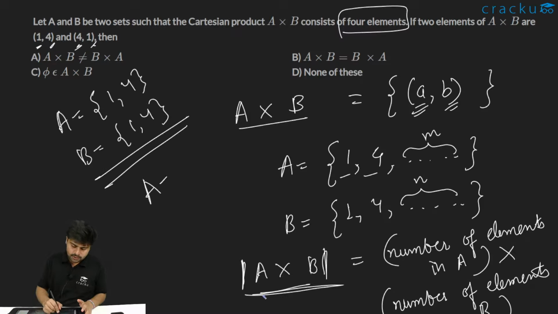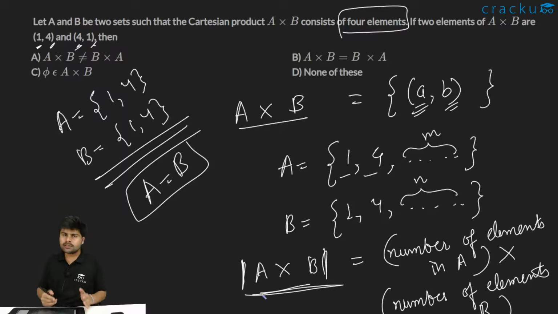This means A is equal to B. The two sets are equal. If the two sets are equal, then A cross B will be equal to B cross A. That's it. That's our answer.